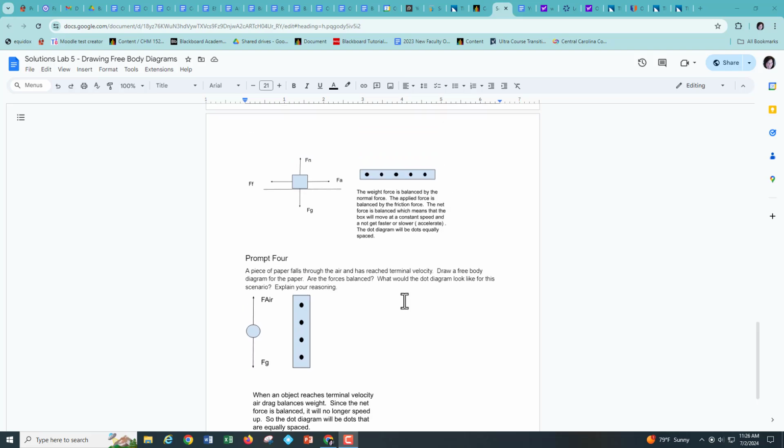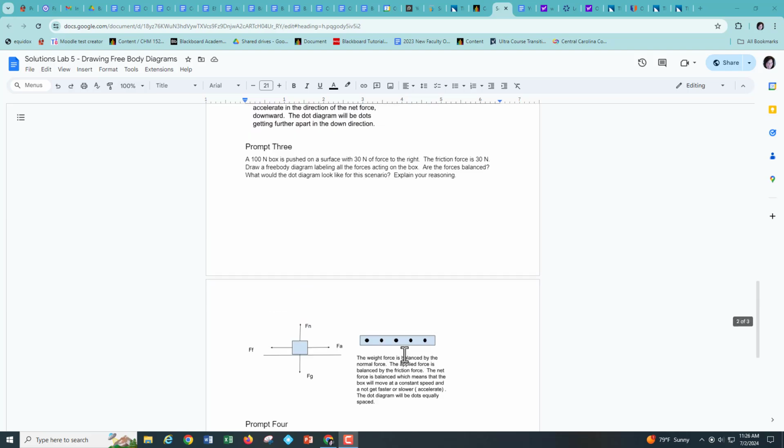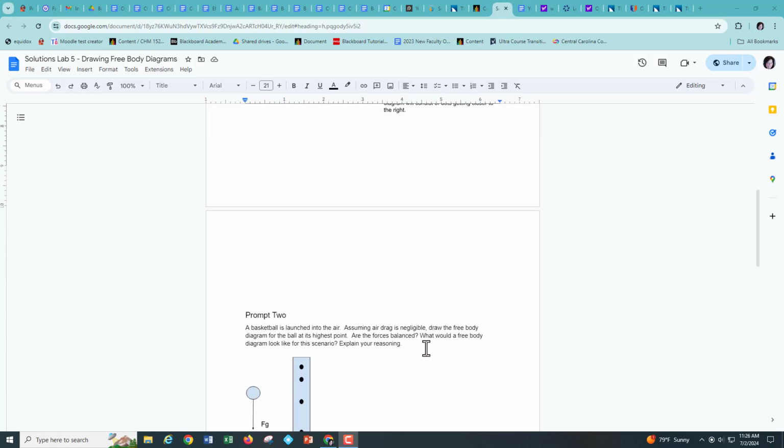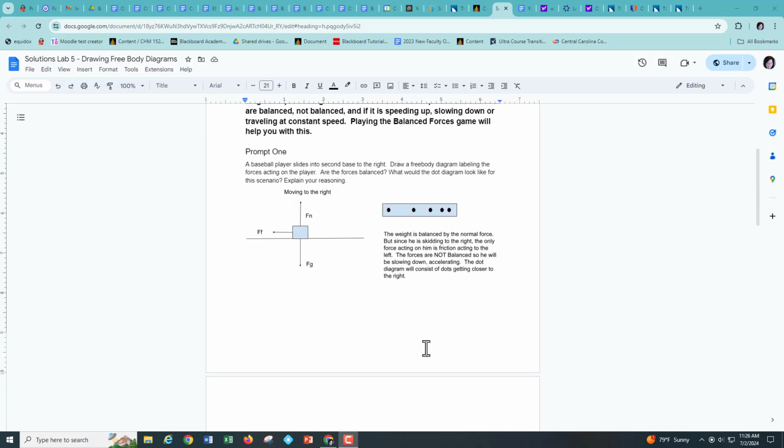So the big thing for you to realize is that when forces are balanced, like in prompt 4 and prompt 3, there is no acceleration. And the dot diagram is a diagram with equally spaced dots. But when forces are not balanced, in prompt 1 and prompt 2, the forces are not balanced because there's nothing balancing the friction force.